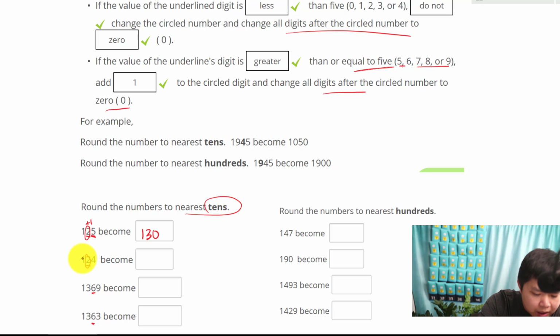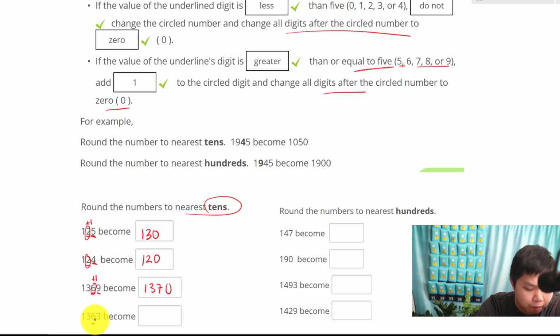Now, in this case, look at this. I'm going to circle my tens place and underline. This is 4. It's less than 5. So this 2 stays the same. So we're going to have 1, 2, 0. And then here we have 6 right here, right? That digit right there is the tens place. That right there is the 9. So that is 5 or higher. So this now plus 1. So we have 1, 3, 7, 0.